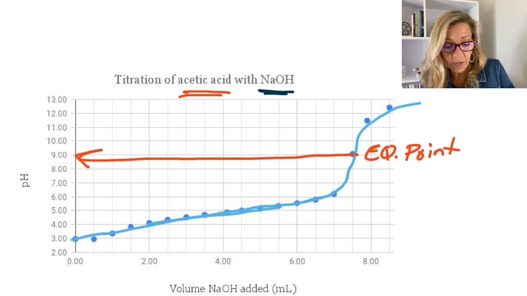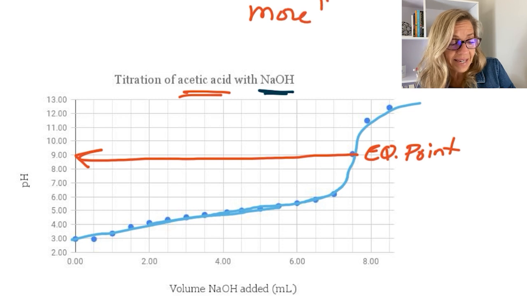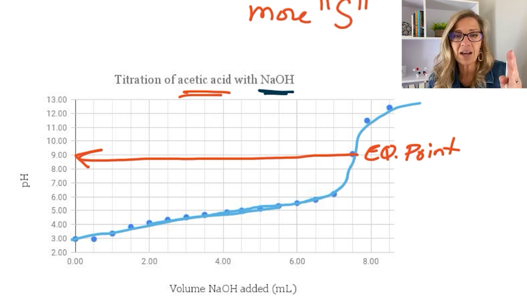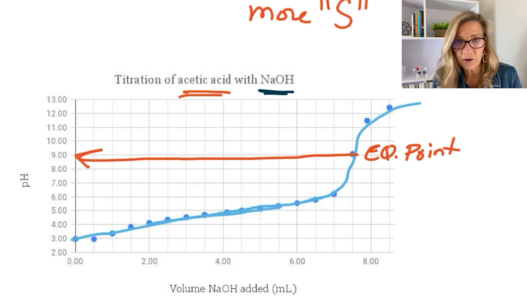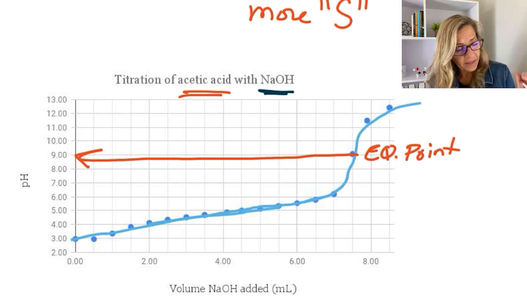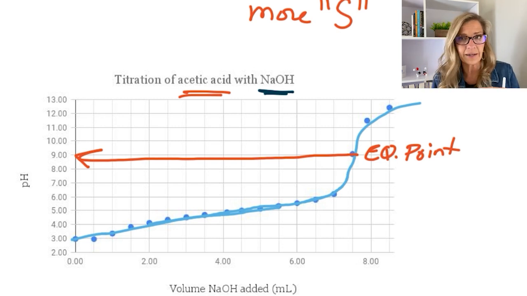The other thing that you're going to notice, it's more of an S curve, I would say. So instead of just a steep line, like we have with a strong acid and base, there is more of an S, okay? So more of an S curve, it's less steep. And then the other thing that we're going to notice is that we have a straight line at the bottom, okay? So lower pH. Now, let me show you how this works.